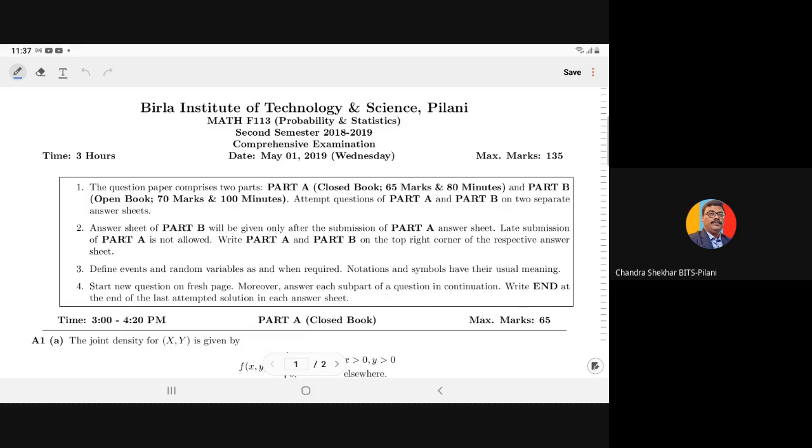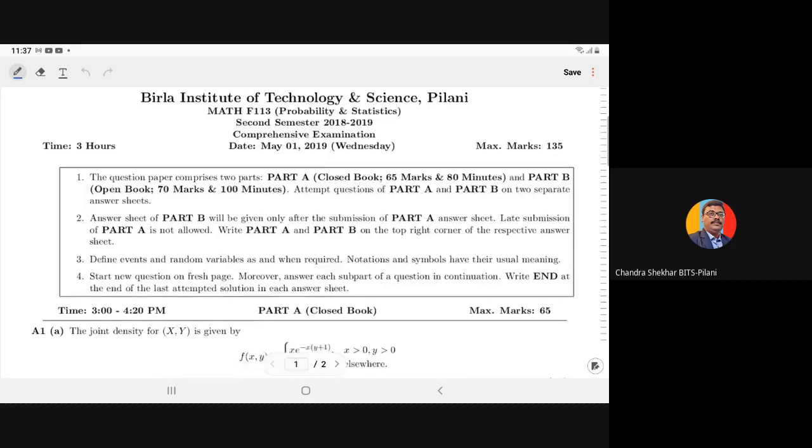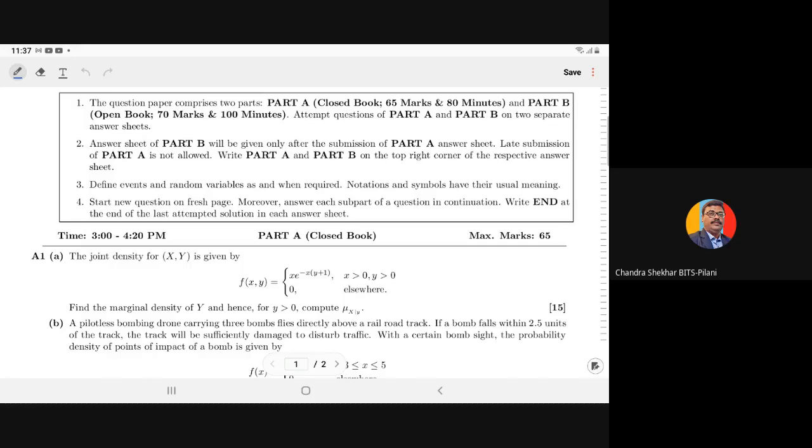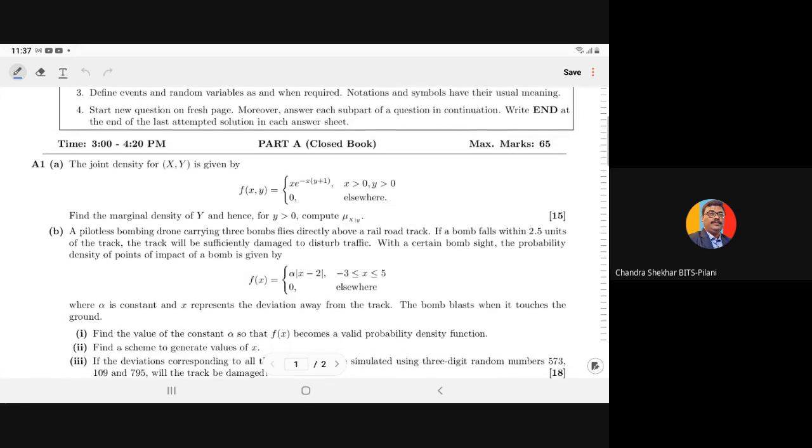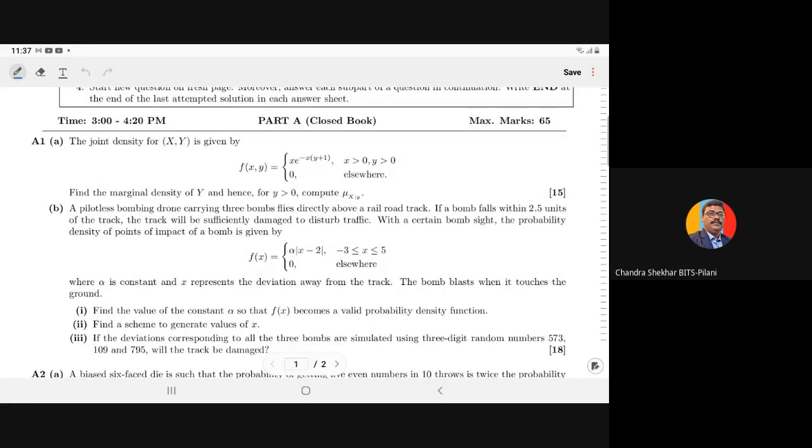This is the time to discuss the comprehensive examination of second semester 2018-19 of the course Math F113 Probability and Statistics. It consists of two parts, part A closed book and part B open book. We will discuss both parts one by one. Let us start with part A.